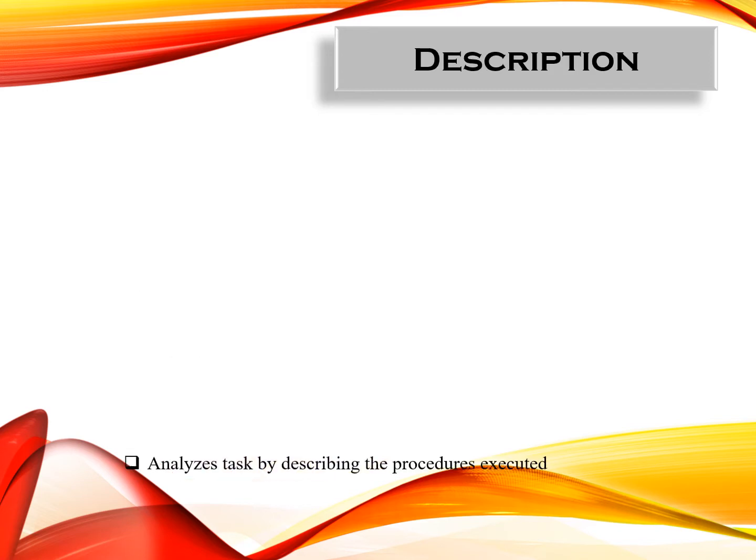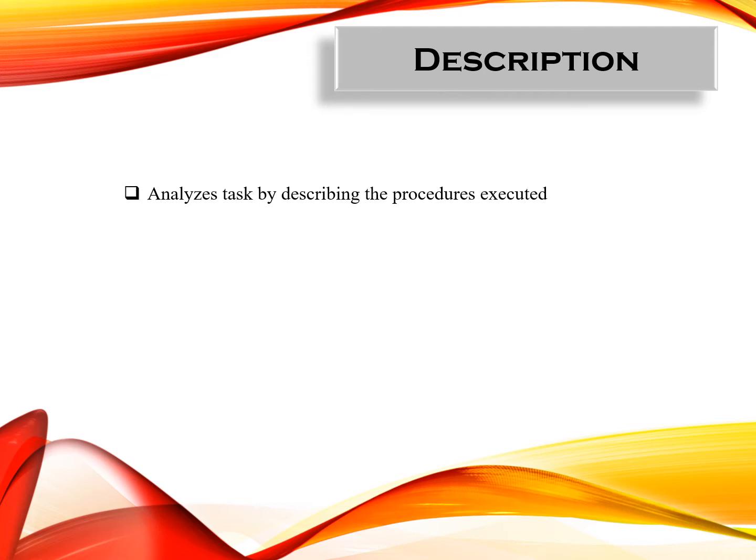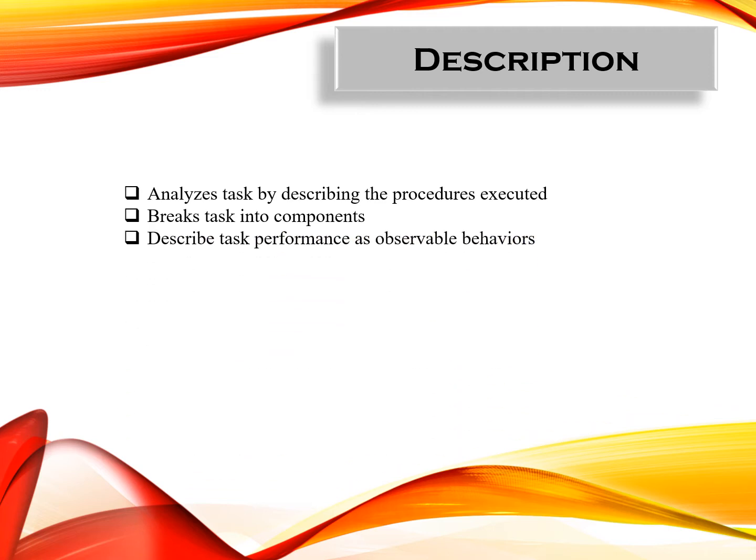Procedural analysis analyzes tasks by describing the procedures that must be executed to complete them. Procedural analysis breaks up tasks into its component behaviors, actions, decisions, and paths of sequence. Procedural analysis describes task performance as a series of predominantly overt observable behaviors.